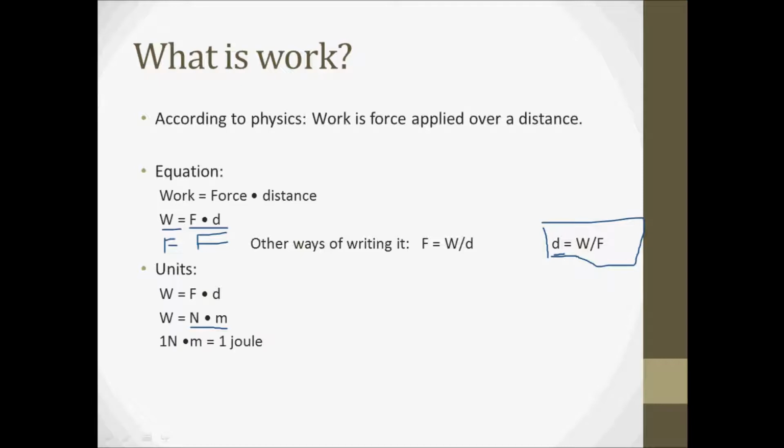Now, a Newton meter has its own name. So 1 Newton meter is 1 joule, which you can abbreviate with a capital J. Alright, so the joule is the unique unit for work. But that's also equivalent to a Newton meter.